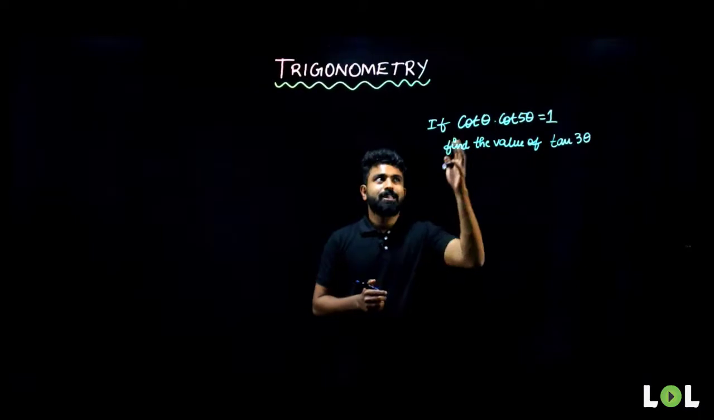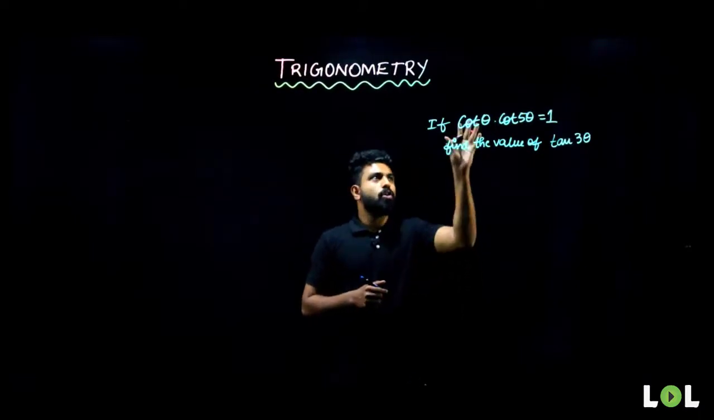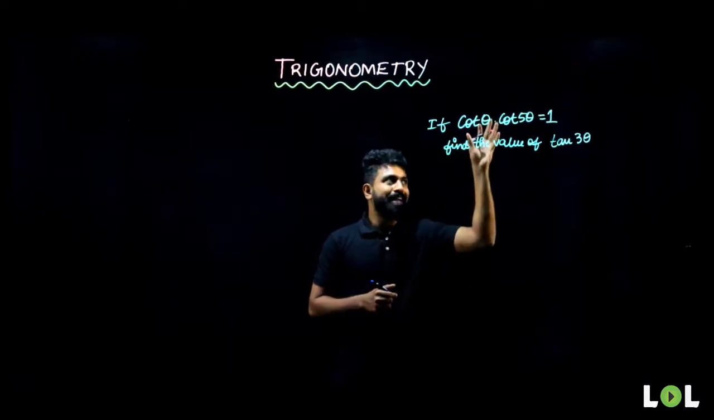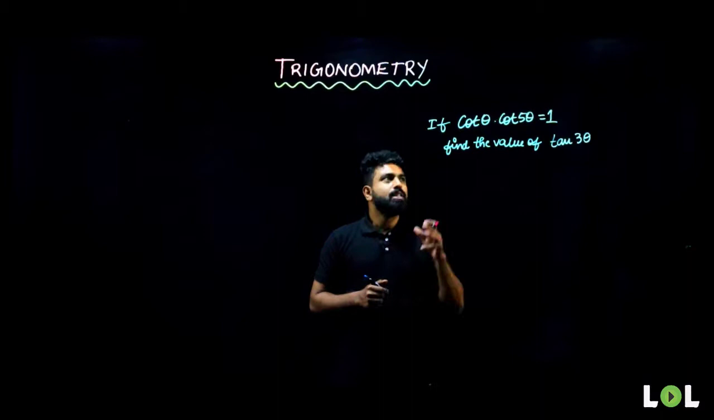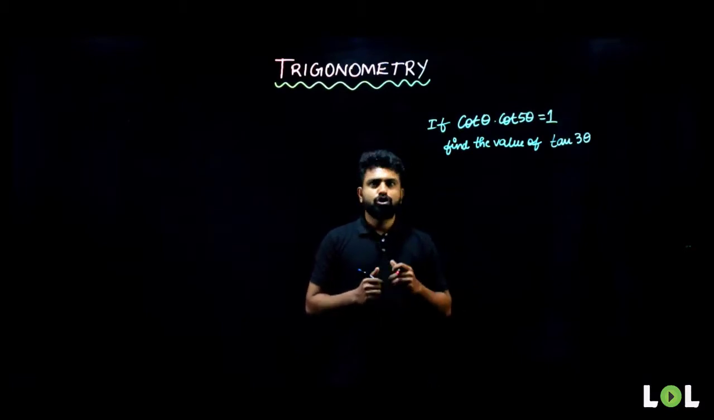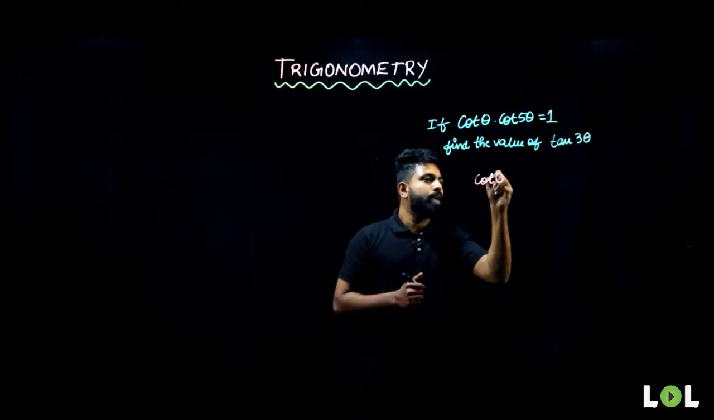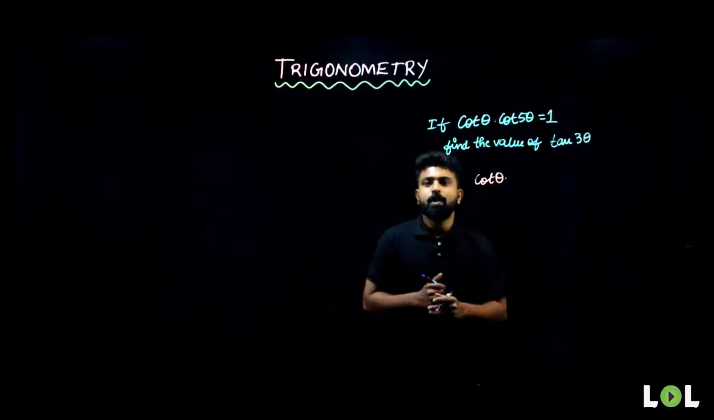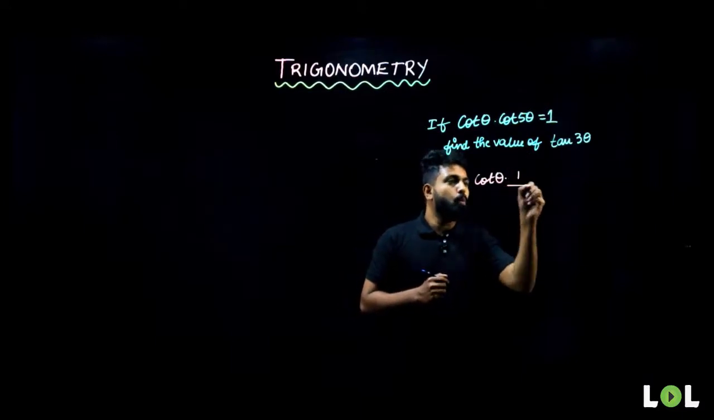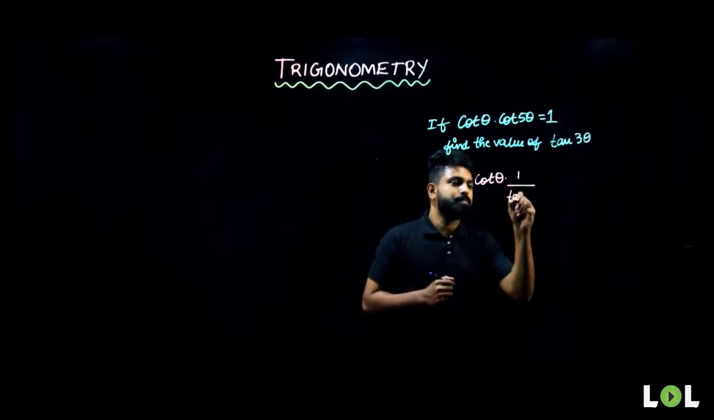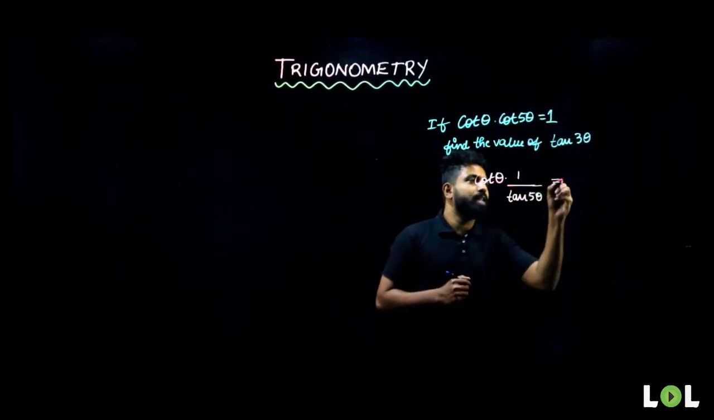Let us look at our next question here. They are asking, if the value of cot theta into cot 5 theta is equal to 1, then find the value of tan 3 theta. This is also a very simple problem. So how do we solve this? They have told that cot theta into cot 5 theta. How can I write my cot 5 theta? I can also write my cot 5 theta as 1 divided by tan 5 theta. Cot theta is nothing but 1 by tan theta, and that is equal to 1.